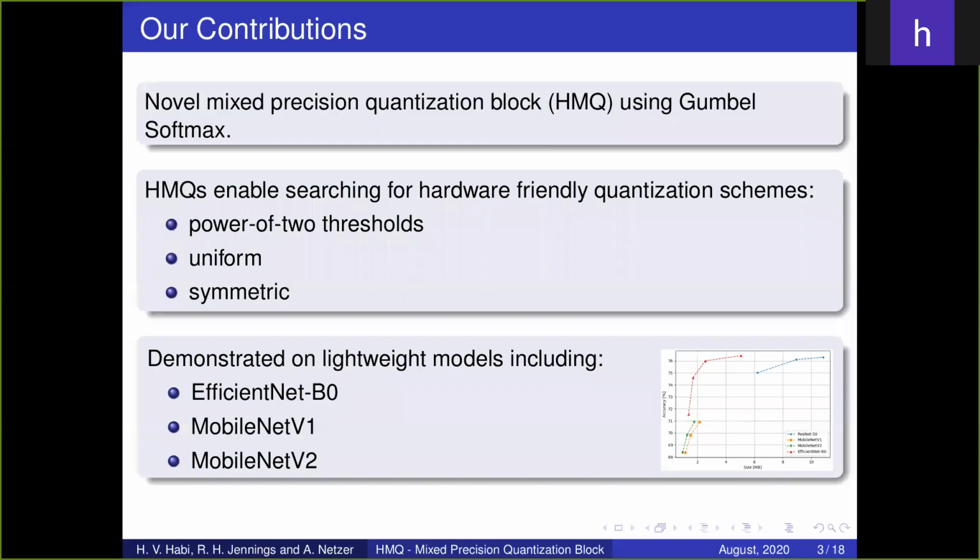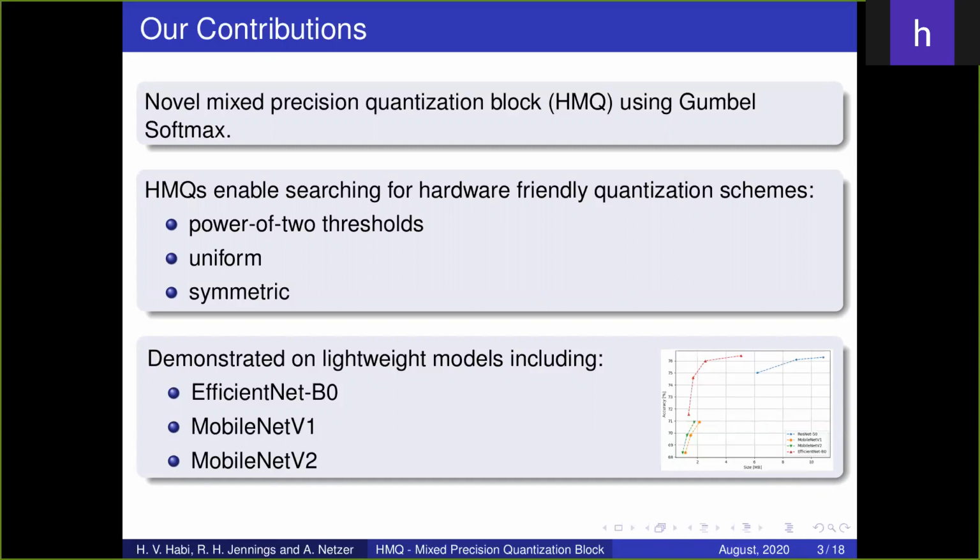In this work, we introduced the HMQ, a hardware-friendly mixed precision quantization block based on the Gumbel-Softmax estimator. This block enables searching for hardware-friendly quantization schemes, specifically a quantizer that is symmetric, uniform, and with thresholds that are constrained to the power of 2.